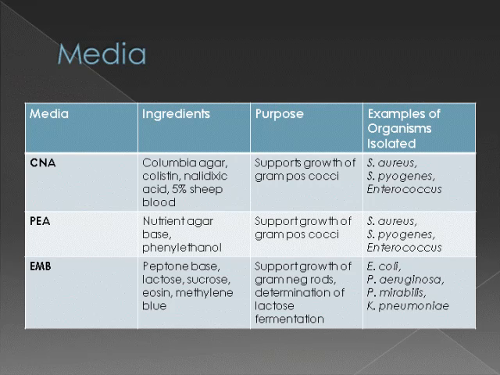Then we have EMB, eosin methylene blue agar. This has a peptone base with lactose, sucrose, and eosin methylene blue in it. This supports the growth of gram-neg rods and can also help to determine whether a colony is lactose fermenting or not. Gram-neg rods grow on this, and these include E. coli, Pseudomonas aeruginosa, Proteus mirabilis, and Klebsiella pneumoniae.